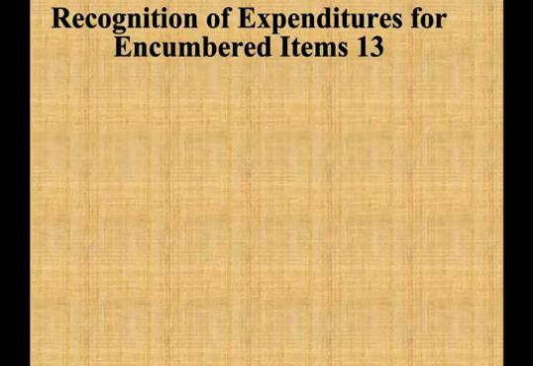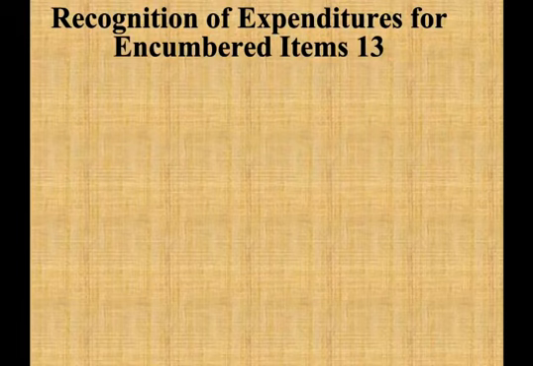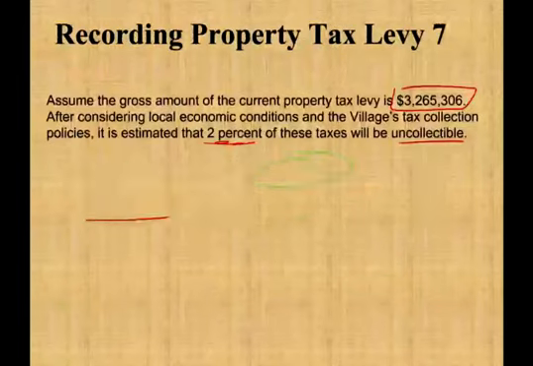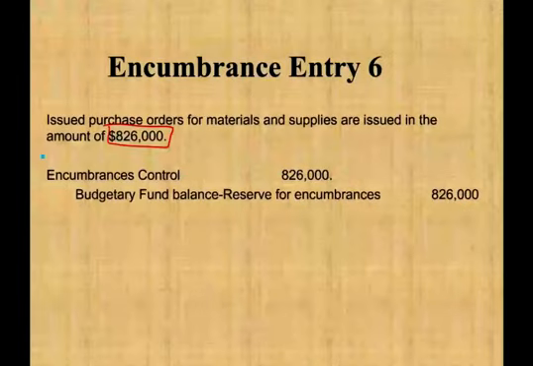Okay. Now let's go ahead and look at recognition of expenditure for encumbrances. Remember, we encumbered. Encumbered means what? It means we said we're going to spend. We issued a purchase order. Let me go back and show you this.